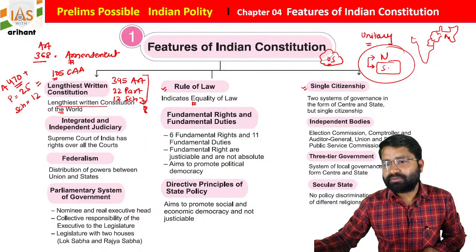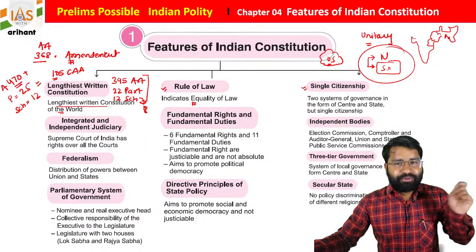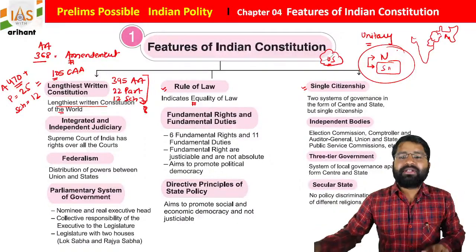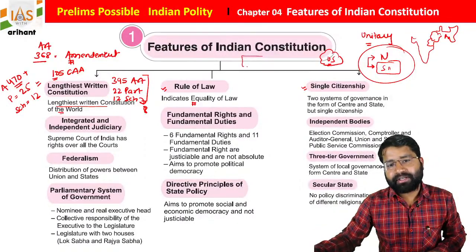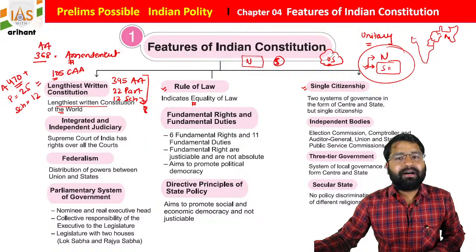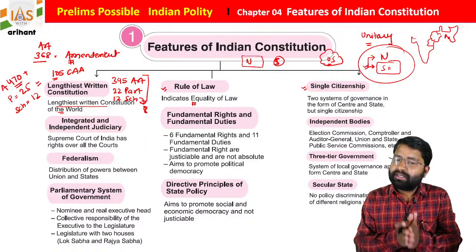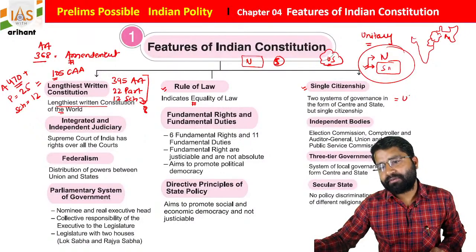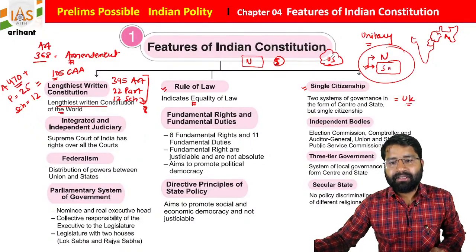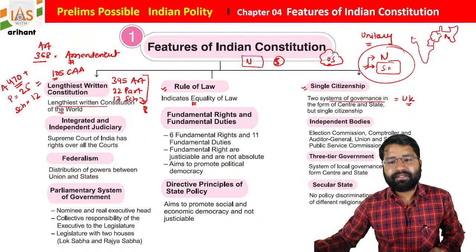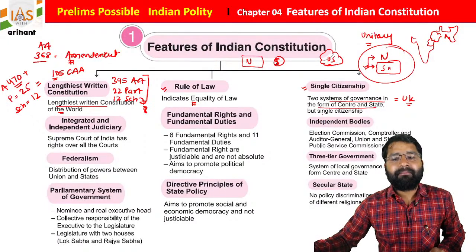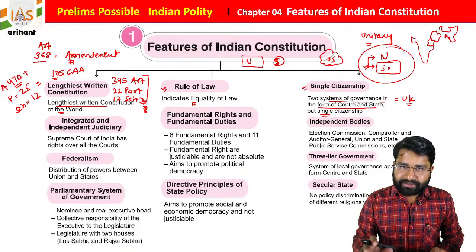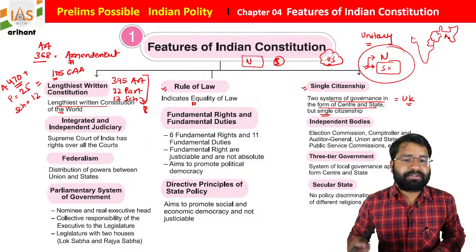And what you find, students, in the US there is dual citizenship, or you can say double citizenship. One citizenship you get for the nation and another from the state you belong to. But in India, as we are a union, we give a single citizenship, and this concept is derived from the UK, students. So two systems of governance in the form of center and state, but we have a single citizenship because we are following the unitary concept.